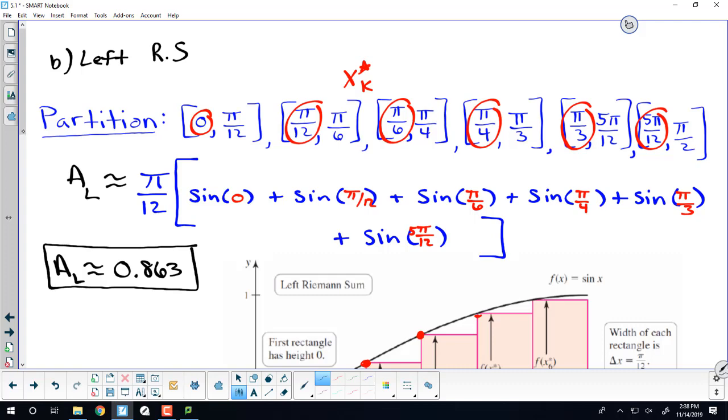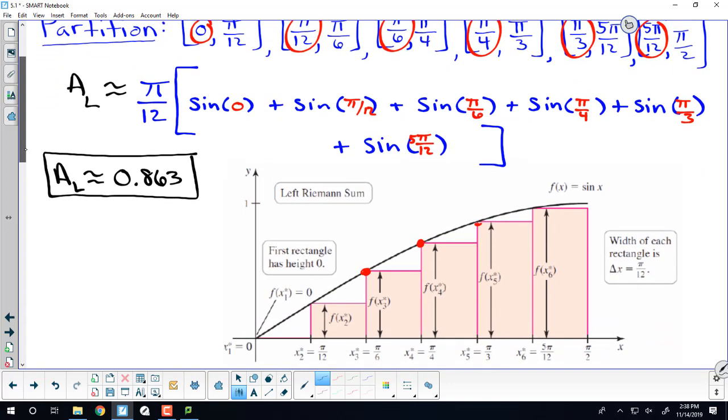And just for reference, again, we have our image here. We see this time, though, the left endpoints that we're using. The height of the first rectangle is 0, but then we're using all of these points here for the height of subsequent rectangles. We see that's an under approximation of the area. Does that make sense? Does anyone have any questions on that?